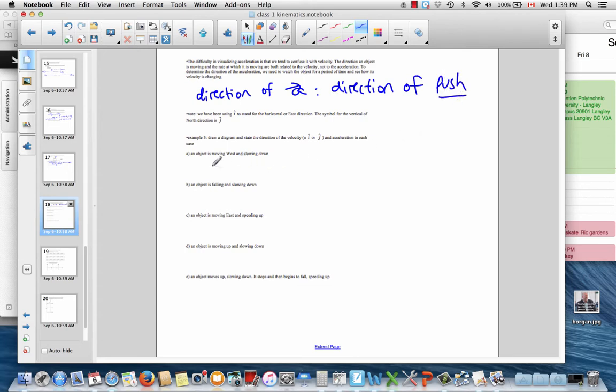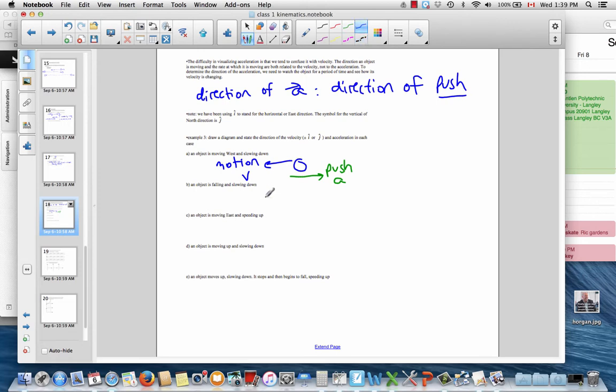So as an example, let's say we have an object that's moving west and slowing down. The direction of motion, if it's moving west, that's the direction of the velocity vector. If this object is slowing down, though, which way are we pushing on it? Well, if it's going west and slowing down, we must be pushing on it this way. So the push must be opposite. The direction of the push, that's the direction of the acceleration. Try a few more examples.